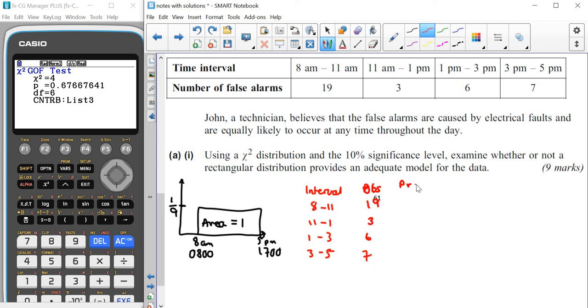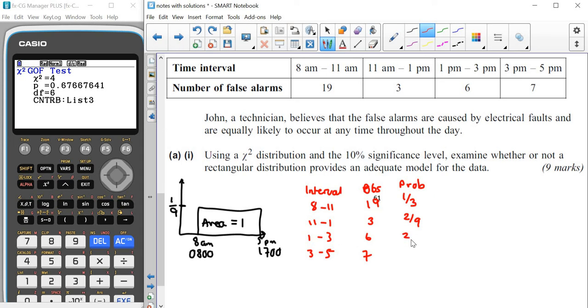And then for the probabilities, well, our width between 11 and 8 is 3. 3 times 1 over 9 is a third. Between 11 and 1, that's like saying 11 and 13, we're going to have a width of 2. So that's going to be 2 over 9. And then between 1 and 3, that's like saying between 13 and 15.